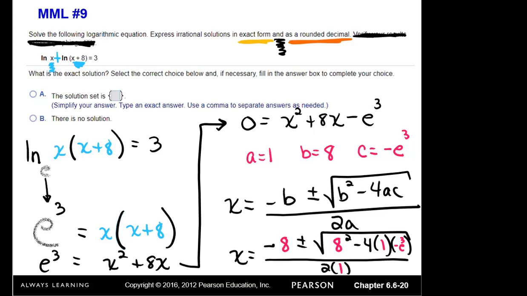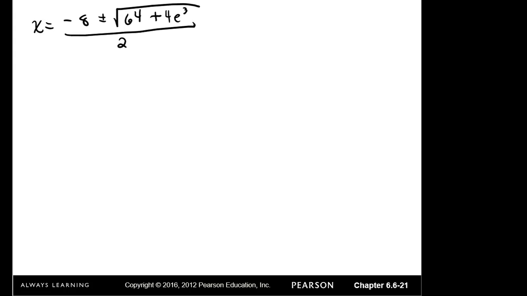Let me add a slide here. Blank slide. Okay, so I'm going to simplify that a little bit. x is going to equal -8 plus or minus the square root of 8 squared, which is 64, minus 4 times 1 times a negative e cubed. Well, a minus times a minus changes that to a plus, and 4 times 1 times e cubed is 4e cubed, all over 2 times 1, which is 2.